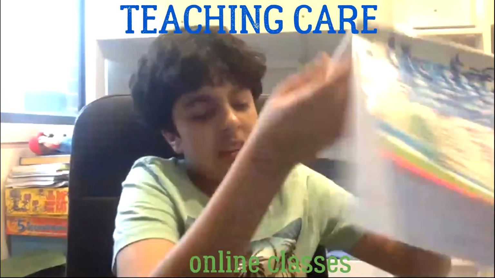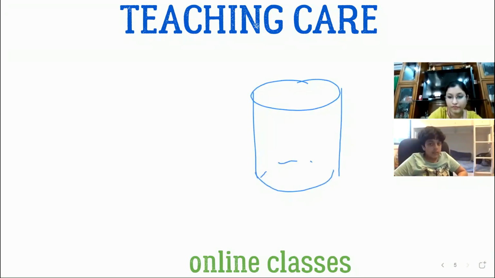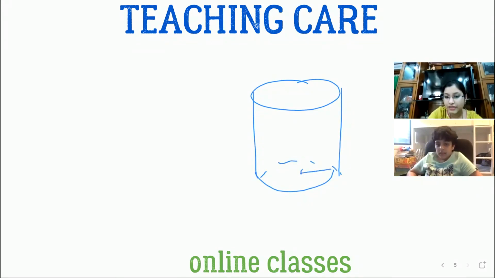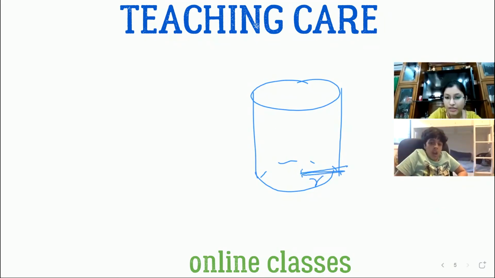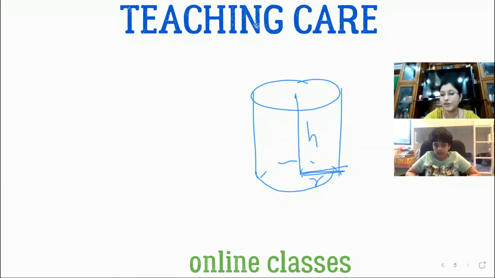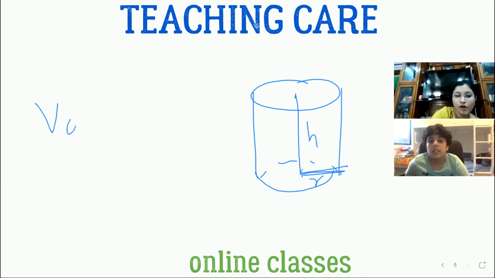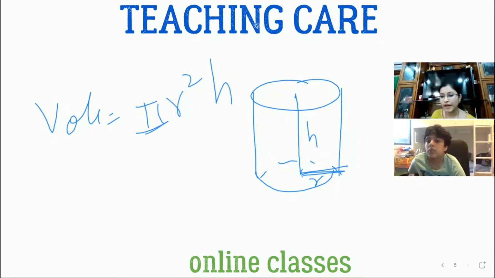Now look at the screen. This is the radius of the cylinder, this half portion, and from the center of the top to the center of the bottom is the height of the cylinder, and this is the radius. Okay? So the volume of a cylinder is pi r square h. Do you know what this pi is?